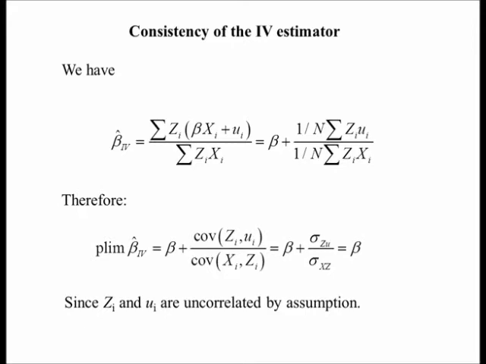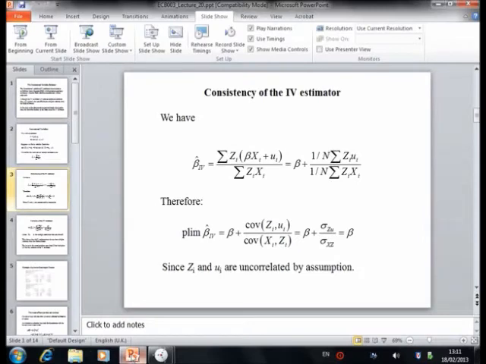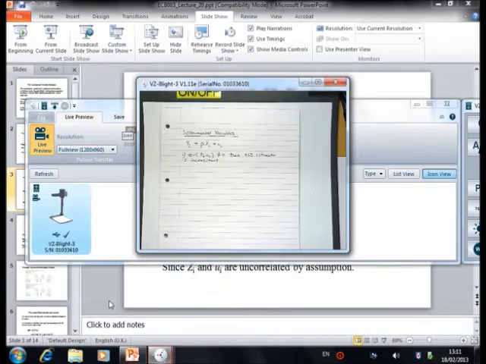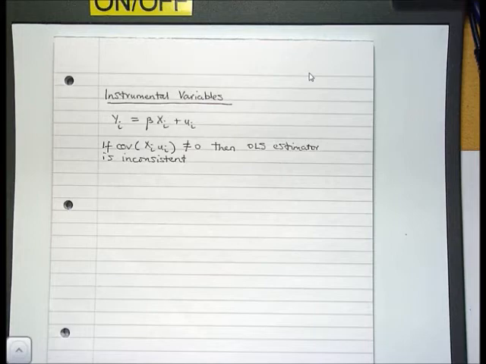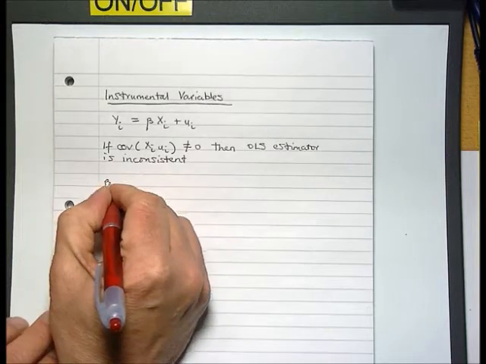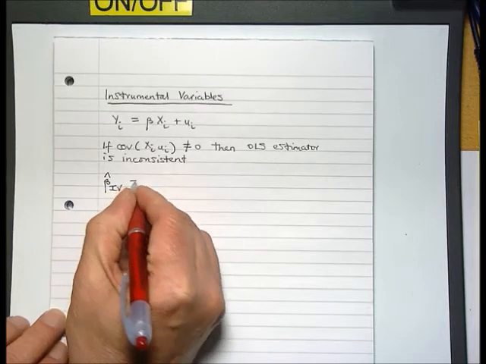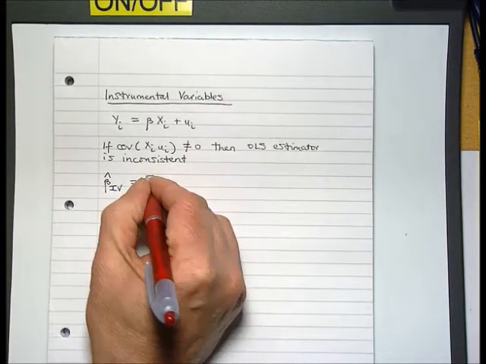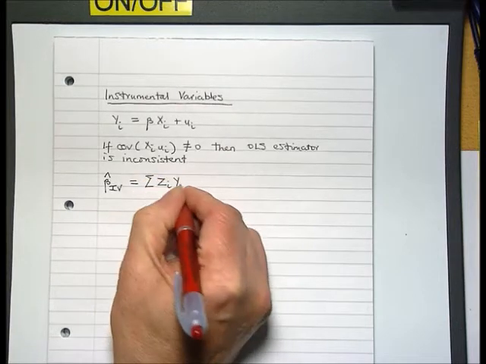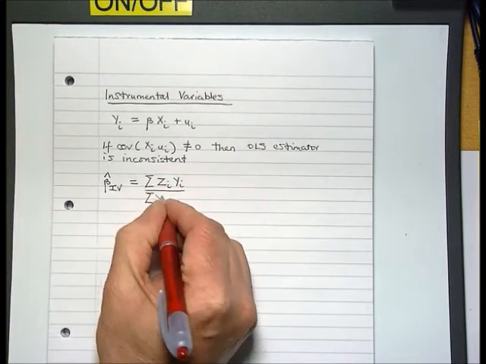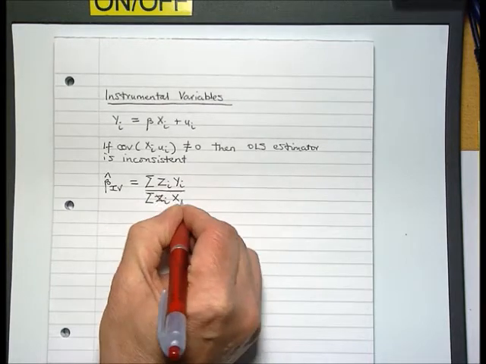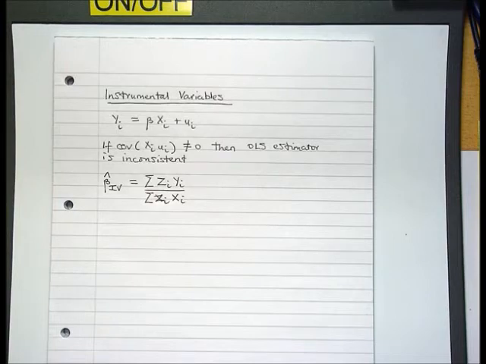So what I'm going to do here is switch over to the display here, and then to get this on the lecture capture, I've got to switch over here as well. And I'm just going to work through this process with you to show you how we can establish that this estimator is consistent. So we've defined the following. Beta hat IV is equal to the sum of zy divided by the sum of zx.